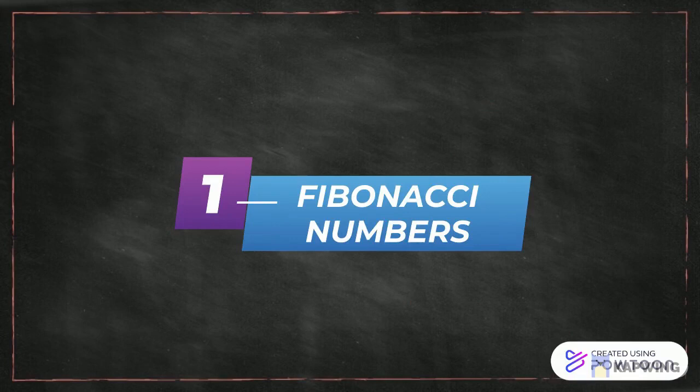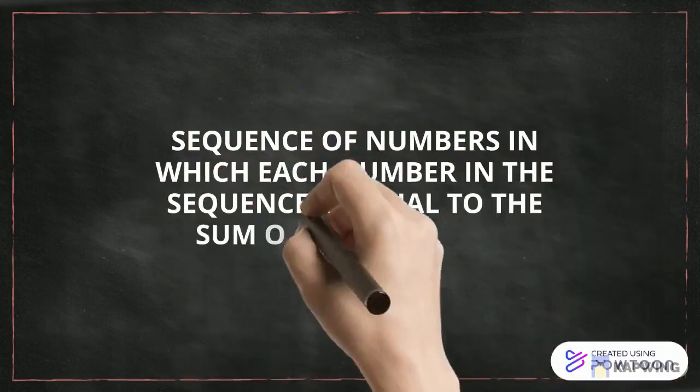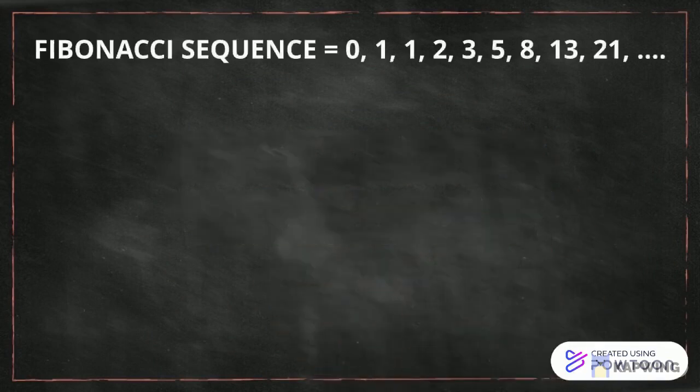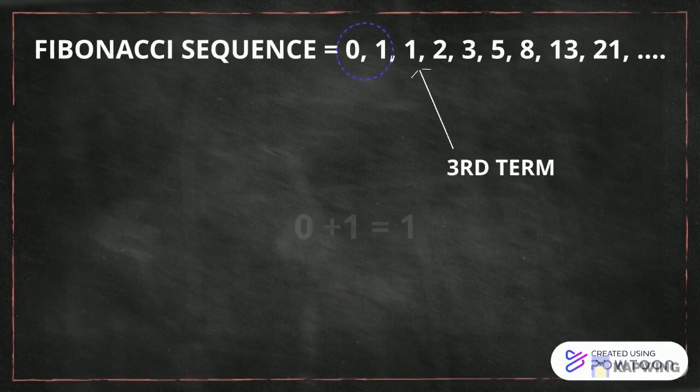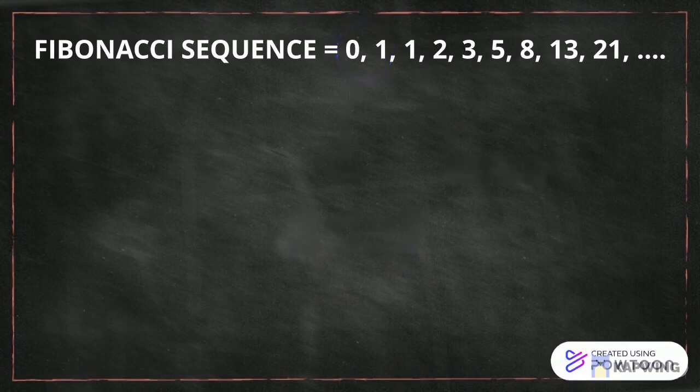The Fibonacci sequence, also known as Fibonacci numbers, is defined as the sequence of numbers in which each number in the sequence is equal to the sum of the two numbers before it. Here is the Fibonacci sequence. Here, the third term, 1, is obtained by adding the first and second term, which is 0 plus 1 equal to 1. Similarly, 2 is obtained by adding the second and third term.